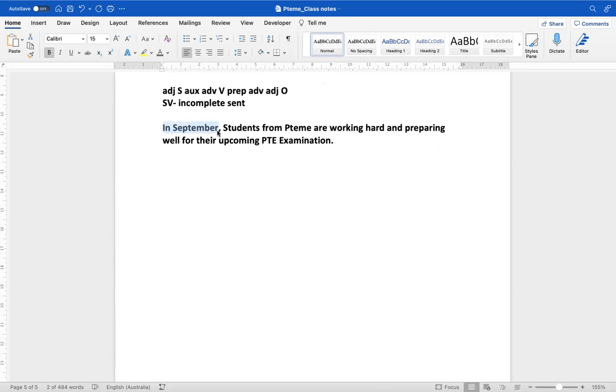See, in September, something happened, whatever it is. So this phrase is describing the sentence. This word is describing the sentence. So in September, students did something. Okay, so this is an adverb. So adverb describes a sentence.